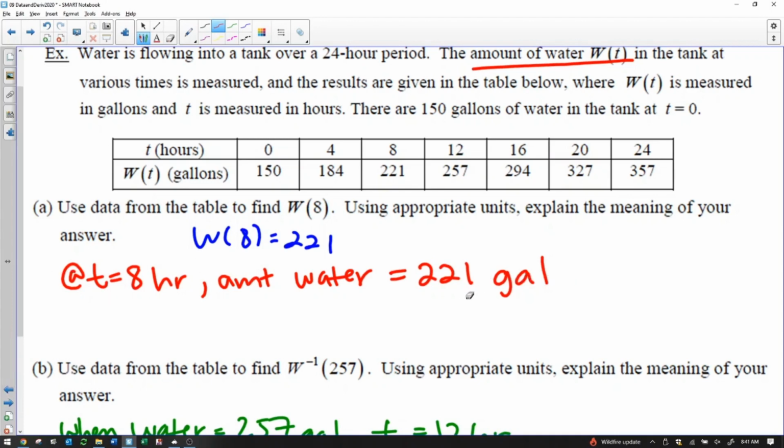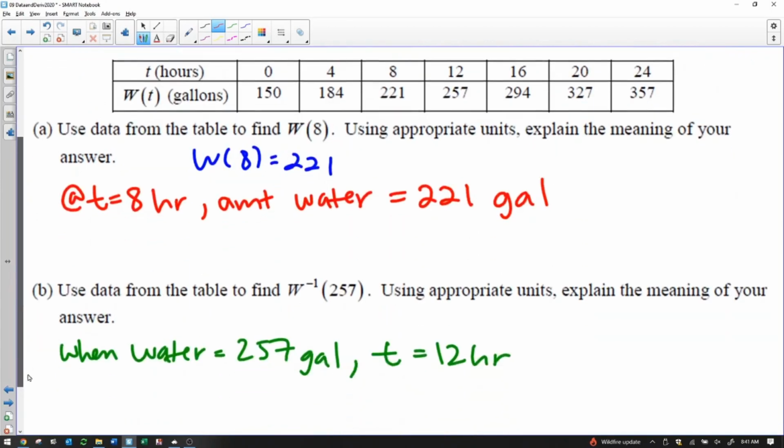Usually on the AP test, this is just 1 point. And the sad thing is, if you just missed one thing, like if you didn't put hours here, suddenly you don't even get that 1 point. Okay, so just please make sure you have your number, your unit, your number, your unit for the X and the Y. All right, next question.